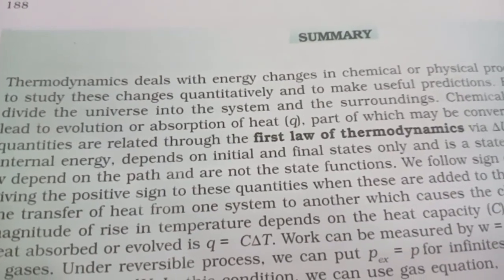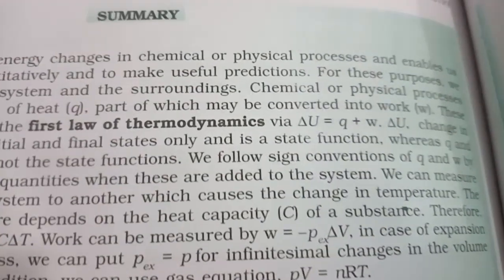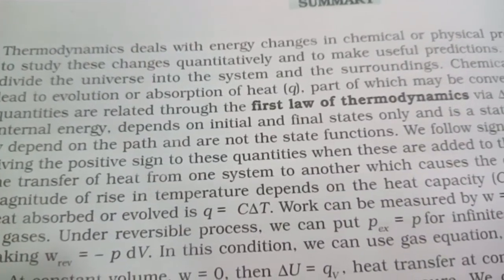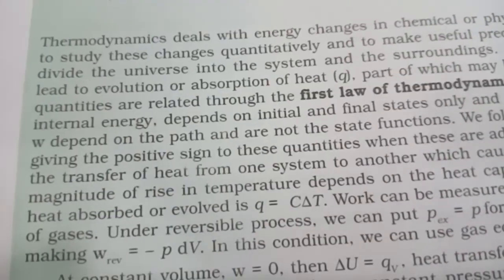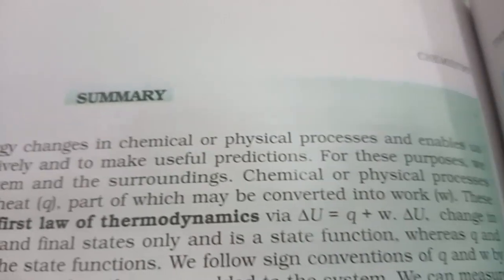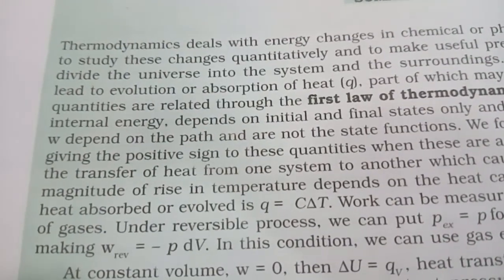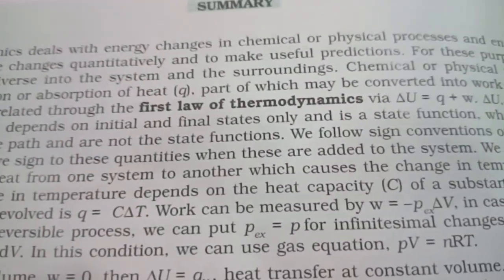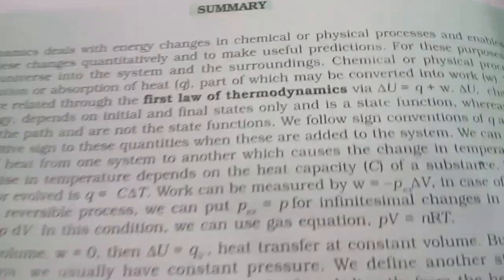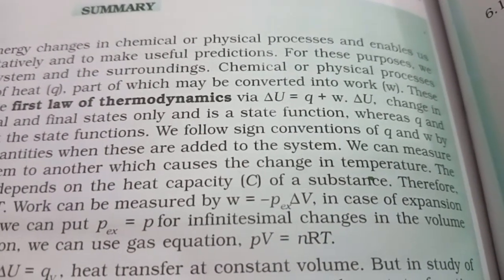Thermodynamics deals with energy changes in chemical or physical processes and enables us to study these changes quantitatively and to make useful predictions. For these purposes, we divide the universe into the system and the surroundings. Chemical or physical processes lead to evolution or absorption of heat Q, part of which may be converted into work W. These quantities are related through the first law of thermodynamics via delta U is equal to Q plus W.